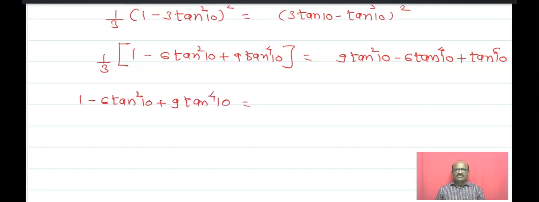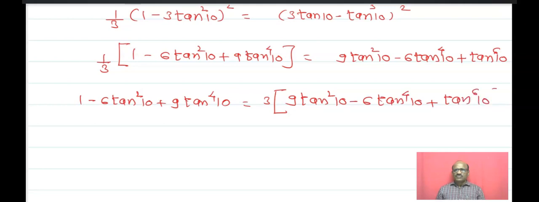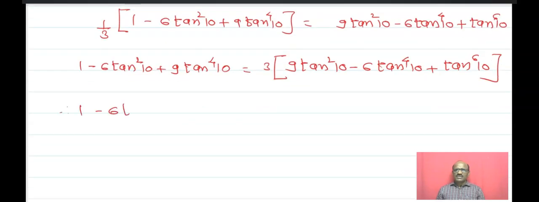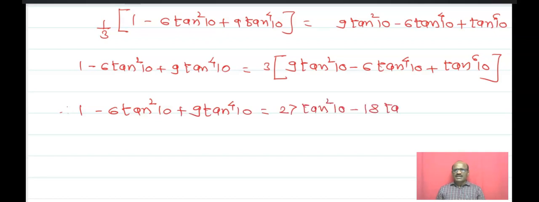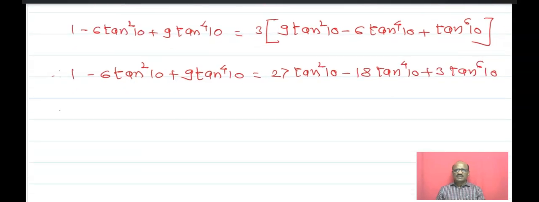Now simplify this, that is 1 minus 6 tan square 10 plus 9 tan raised to 4 10, and that is equals to 3 in bracket 9 tan square 10 minus 6 tan raised to 4 10 plus tan 10 raised to 6. Now simplify this, 1 minus 6 tan square 10 plus 9 tan raised to 4 10, that is equals to 27 tan square 10. Normal multiplication आहे ते terms, you can understand this very easily. Simple multiplication, 3 ने आपल्या सर्व ब्रॅकेटच्या टर्म्सला मल्टिप्लिकेशन केले आणि यानंतर आपण लाईक टर्म्स कलेक्ट करणार आहोत. Now next is tan raised to 6 एकच टर्म आहे, tan raised to 4 च्या टर्म्स आहेत आणि tan square च्या टर्म्स आहेत त्या एका बाजूला ठेवणार.